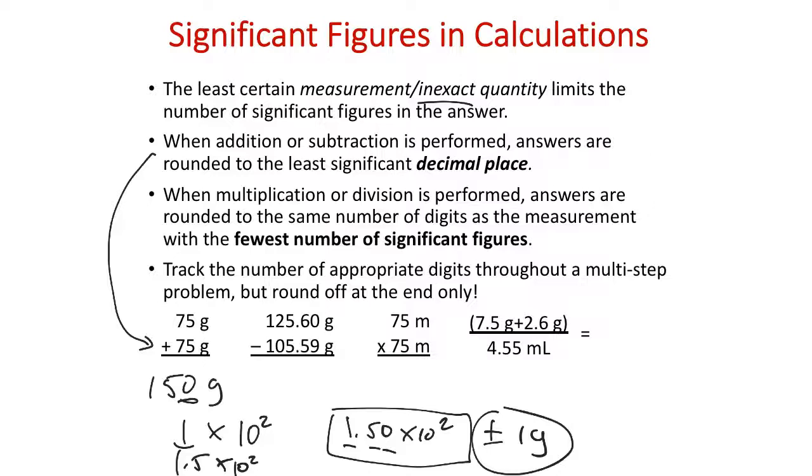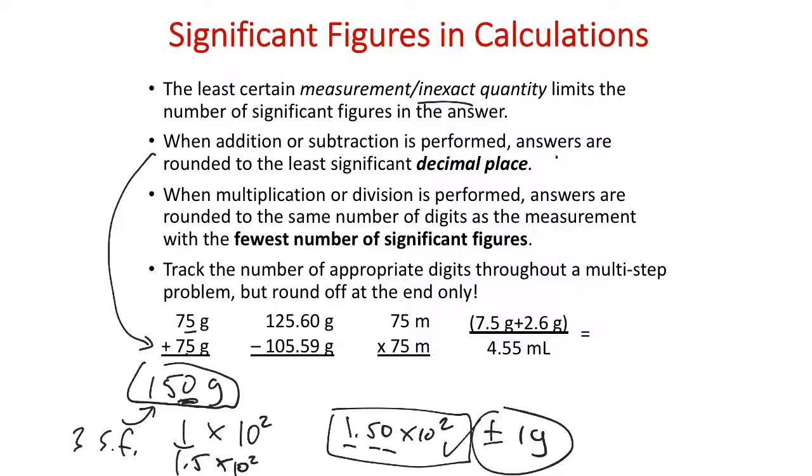So if we go back to the rule, it says when adding and subtracting, answers are rounded to the least significant decimal place. So the one's placeholder, I should report the result to that one's placeholder, the decimal place right next to the decimal. That means I should give the result with three significant figures. All three digits here are significant. And to unambiguously show three significant figures, when we have a zero ending without a decimal place, we should probably use scientific notation. Because in scientific notation, if I use 1.50, I'm not writing that zero unless it's significant. If I give the zero, it's because it's significant.